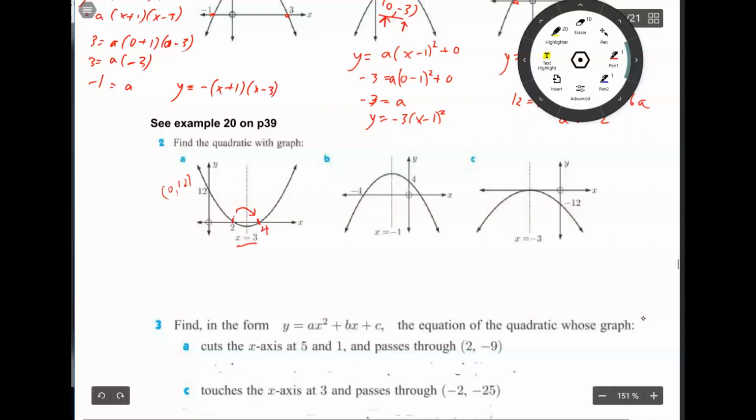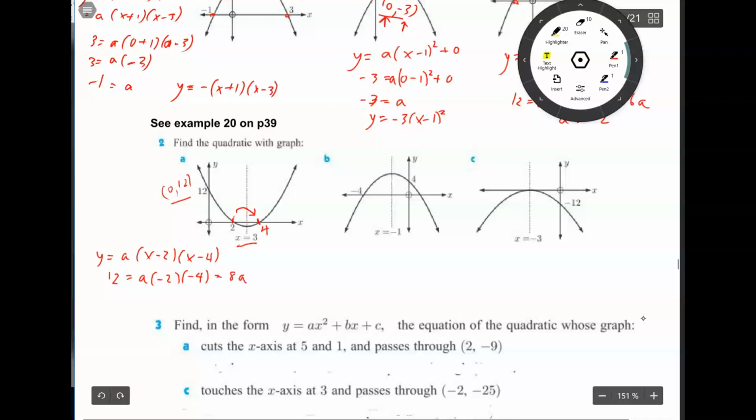So now I have both x-intercepts, and that means I can write my equation, which is going to be y equals a times x minus 2 times x minus 4. And now I can use my point 0, 12 to figure out what a is. So I'll put 12 equals a times 0 minus 2, which is negative 2, and 0 minus 4, which is negative 4, which is equal to 8a.